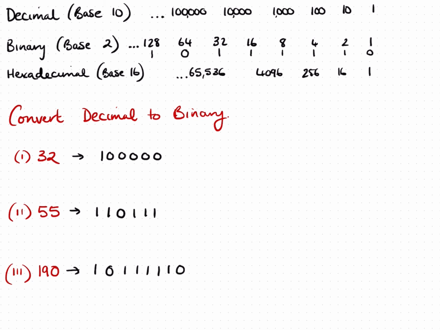We should double check our answer by ticking off and counting. 128 plus 32 is 160, plus 16 is 176, plus the 8 is 184, plus the 4 is 188, plus the 2 is 190. And that matches the answer we were looking for.